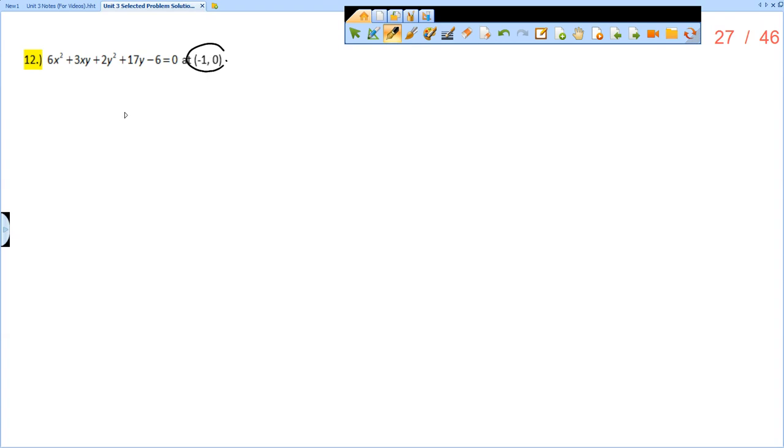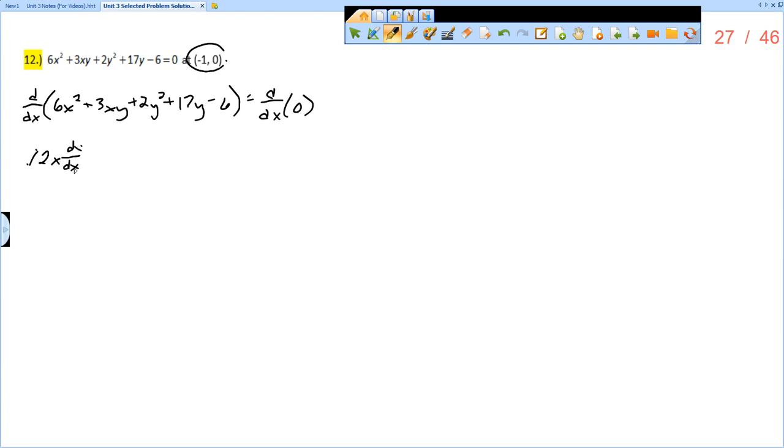All right. So we already have a point. So now we need a slope, right? And so we're going to take the derivative with respect to x of both sides. So 6x squared plus 3xy plus 2y squared plus 17y minus 6 equals the derivative with respect to x of 0. On the left side, the derivative with respect to x of 6x squared is 12x times the derivative of x, dx, but of course, that is just 1.